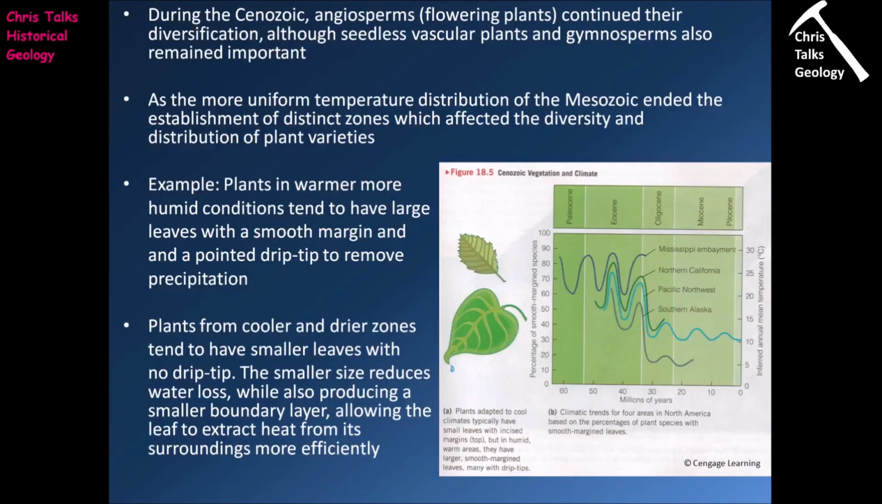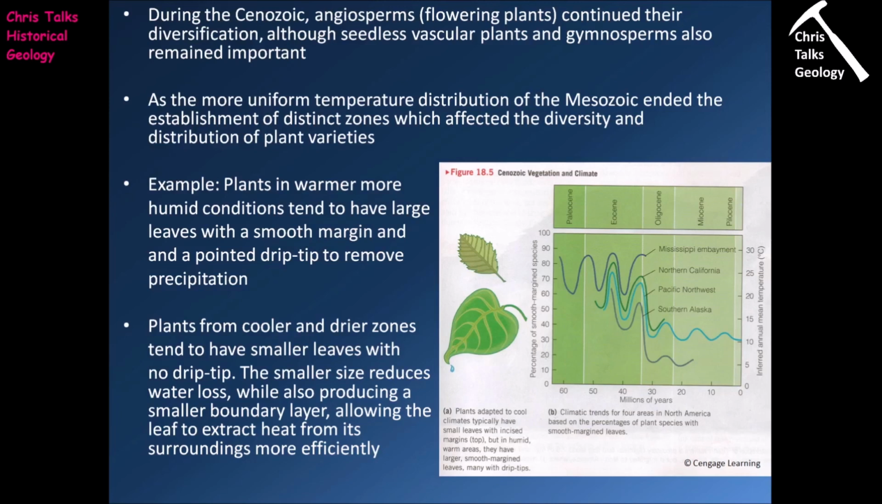So during the Cenozoic, we see the angiosperms, that's the flowering plants, continue their diversification. Now, if you remember, the angiosperms make their appearance in the Cretaceous, and they very quickly begin to outcompete the other types of plant. Now, they make it through the Cretaceous-Tertiary mass extinction, and they very quickly re-establish themselves and continue their dominance over the seedless vascular plants and the gymnosperms.